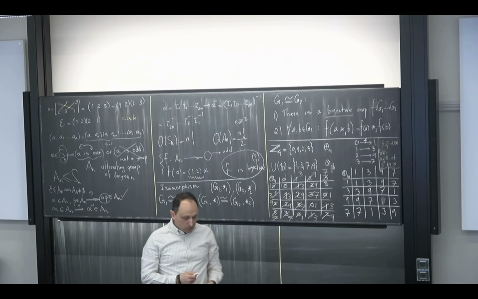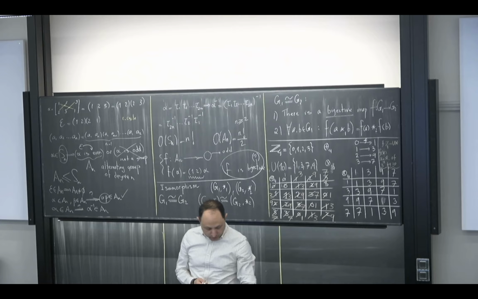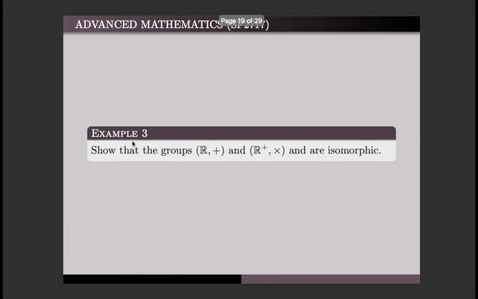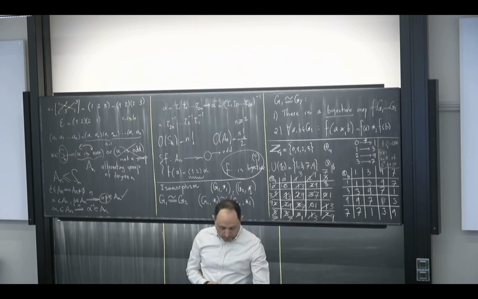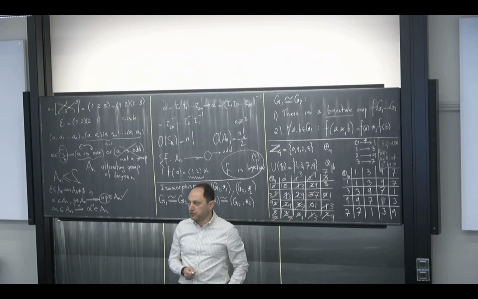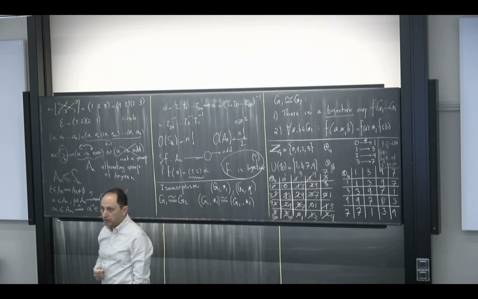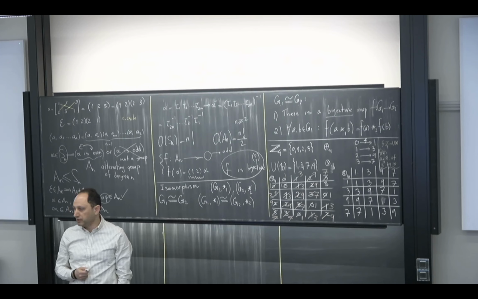Now let us go to the next one. This is the example I solved for you. Let me solve this one as well. Show that the groups R under addition and R positive under multiplication are isomorphic. Okay? One thing I want to mention is that it could be extremely hard to prove two groups are isomorphic. Why do you think it is the case? Which part of it is hard?